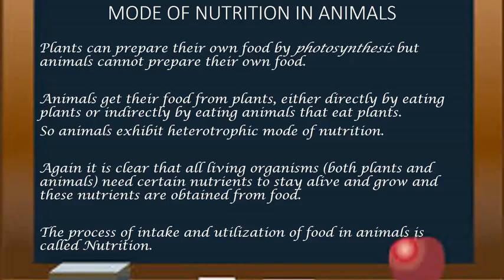Mode of nutrition in animals. Plants can prepare their own food by the process of photosynthesis, but animals cannot prepare their own food. Animals get their food from plants either directly by eating plants or indirectly by eating animals that eat plants. So, animals exhibit heterotrophic mode of nutrition. Again, it is clear that all living organisms, both the plants and animals, need certain nutrients to stay alive and grow, and these nutrients are obtained from food. The process of intake and utilization of food in animals is called nutrition.